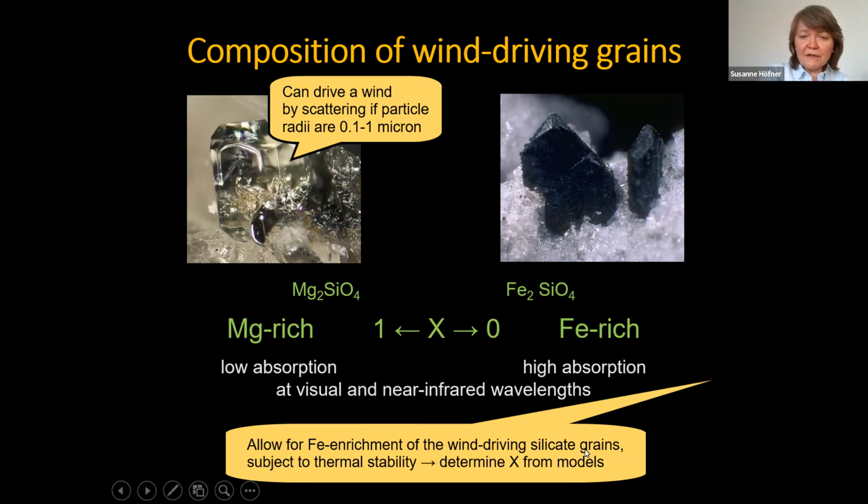So what we did earlier is we assumed basically that the grains were made of iron-free silicates, but recently we have implemented both types of materials. So the grains themselves decide, based on radiative heating, how much iron can be contained in the grains at what distance from the star. So you start out with something like this, get a wind going, and then in the wind you get an enrichment with iron.